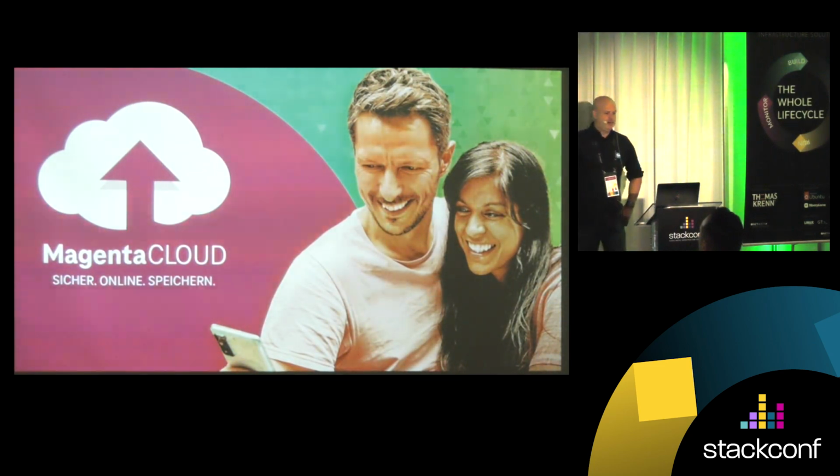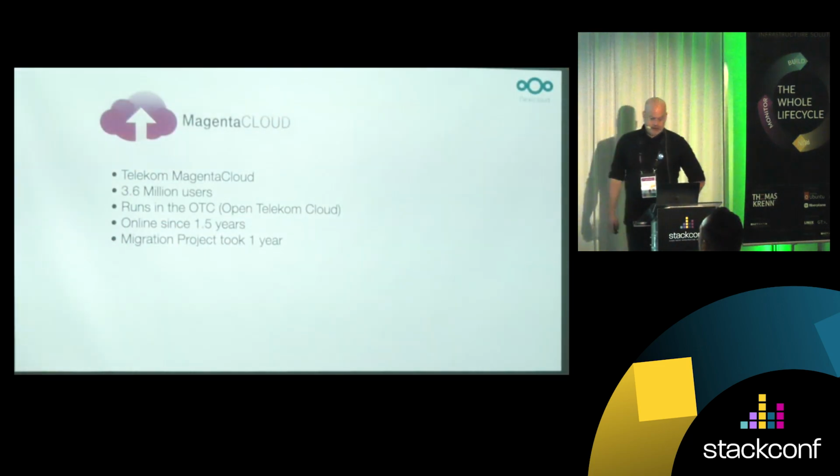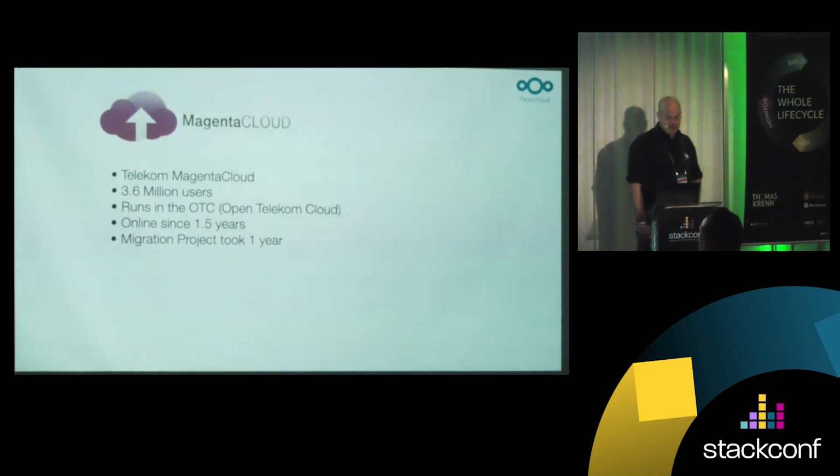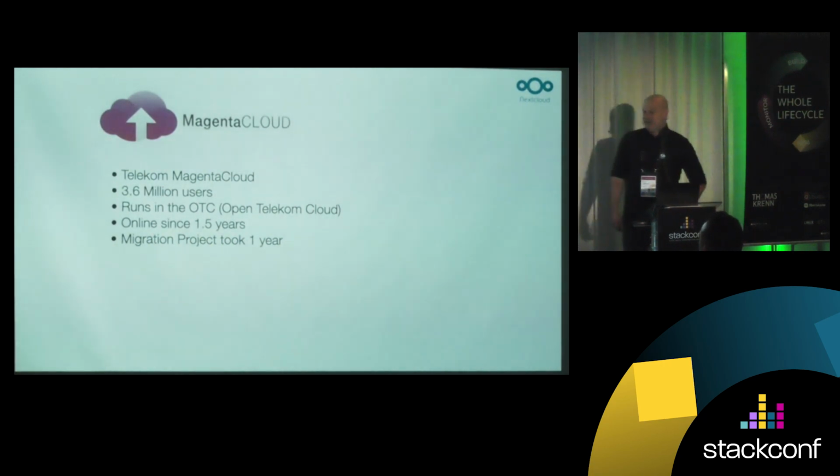Now let's dive into a concrete example, which you might know, which is Magenta Cloud from Telekom. Magenta Cloud from Telekom is a service that has 3.6 million users. This is using Nextcloud. It's running under OTC, the Open Telecom Cloud, which is Kubernetes-based. It's online since 1.5 years.